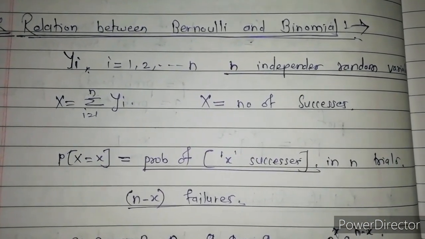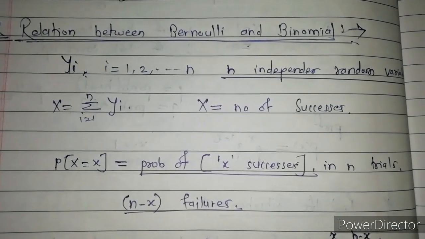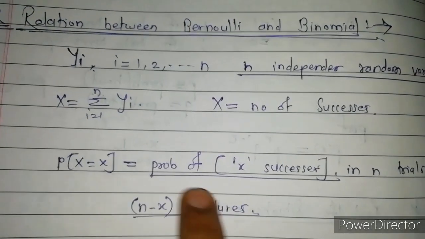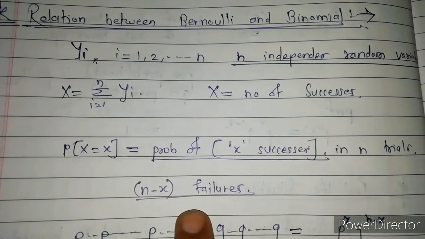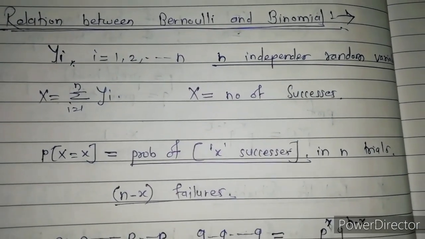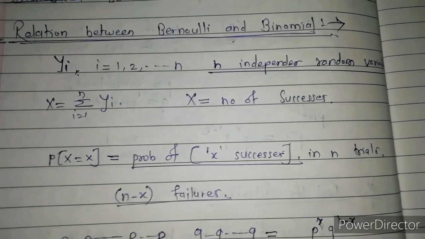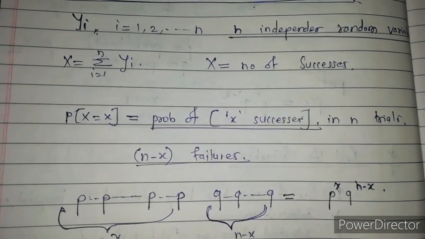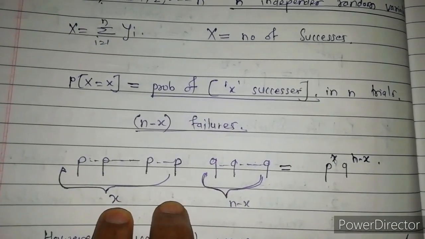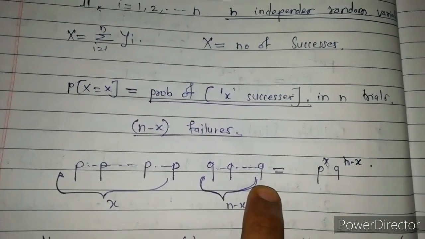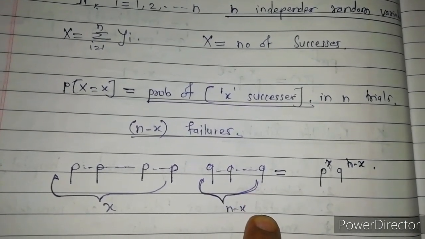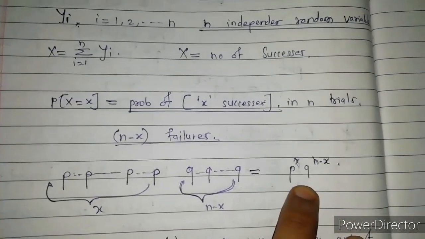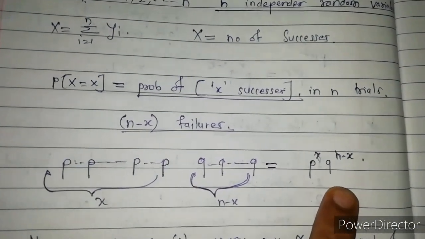where the probability of x is the probability of x successes in the n trials. Then n minus x, what is that? From all the n trials, if we subtract the successes, we get the failures. Here p is the probability of success and q is the probability of failure, raised to n minus x. And you can derive it as p raised to x into q raised to n minus x.